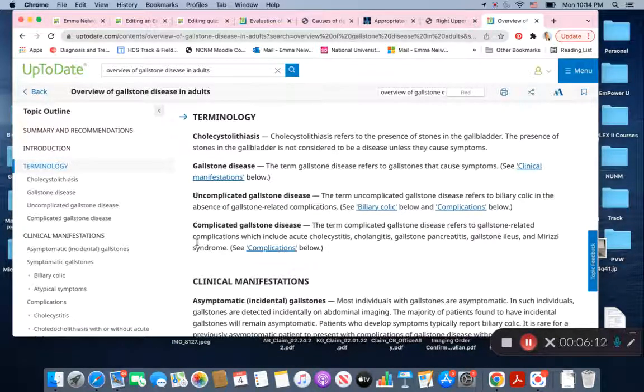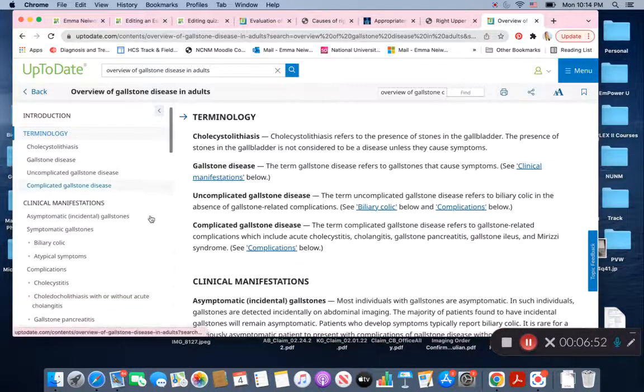So then we have uncomplicated versus complicated gallstone disease. The differentiating factor is that uncomplicated gallstone disease refers to biliary colic, that waxing and waning pain in the upper right quadrant, in the absence of gallstone-related complications. This diagnosis fits our patient's picture. So we would call this patient uncomplicated gallstone disease. They have cholelithiasis with biliary colic. Complicated gallstone disease refers to gallstone-related complications, which could include acute cholecystitis, cholangitis, gallstone pancreatitis, gallstone ileus, amongst other complications.